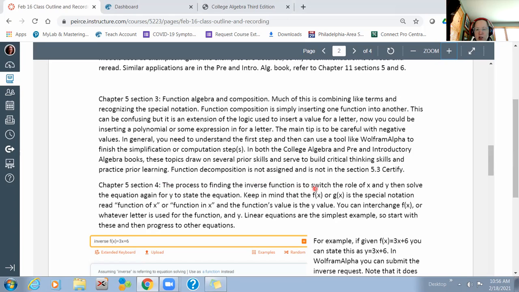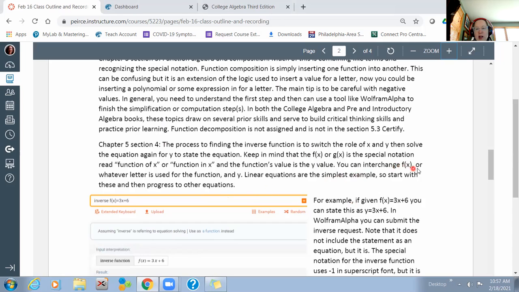All right, so that function notation, keep in mind this f of x, g of x, sometimes you'll see h of x. It really can be any letter, is that special notation that we read function of x or function in x. The function's value is what we consider the y value. When you're thinking of an ordered pair, the x is the input, the y is what you get out of it. So the y value is what we're referring to when we say the function value. What is the value of the function when x equals something? Well, that means plug x in and find out what the y should be that's paired with it.